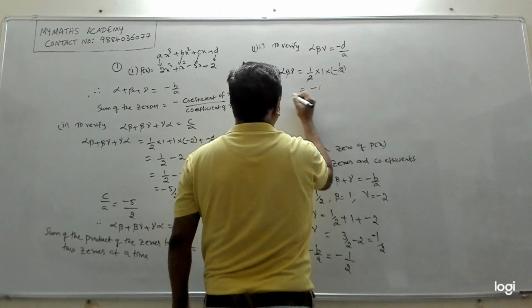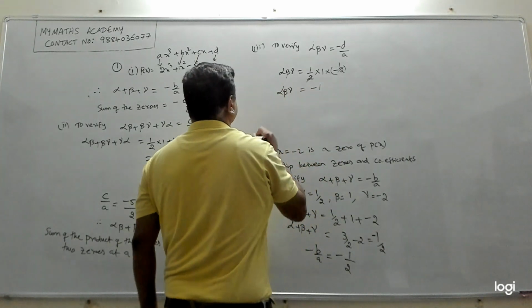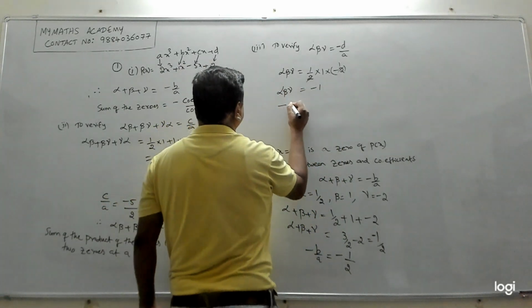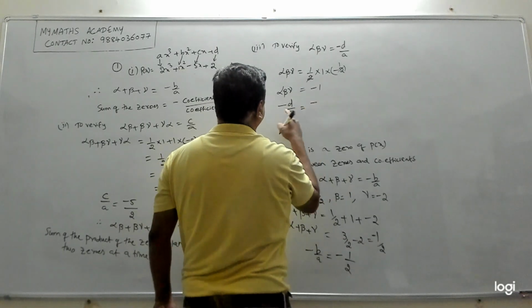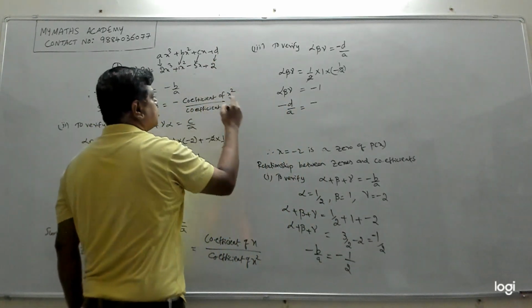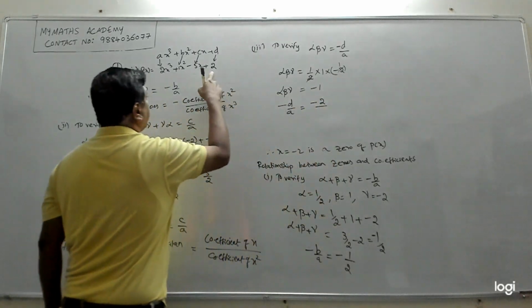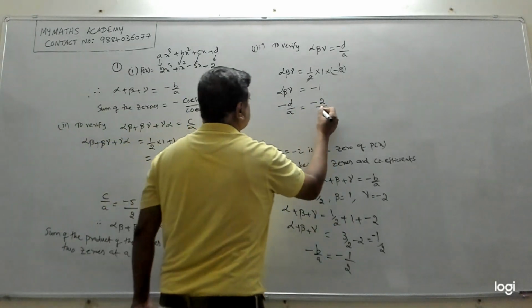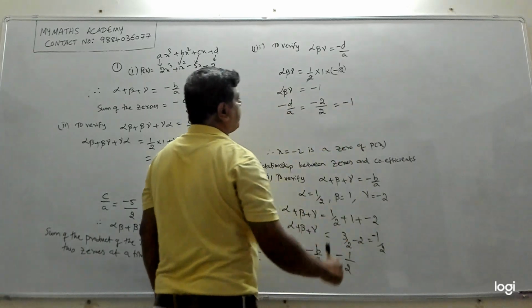So minus 1. Alpha beta gamma is minus 1. Now what is minus d by A? Minus d by A equal to minus, what is d? D is 2. Minus 2 by A. A is coefficient of x cube, which is 2. That also you get minus 1.